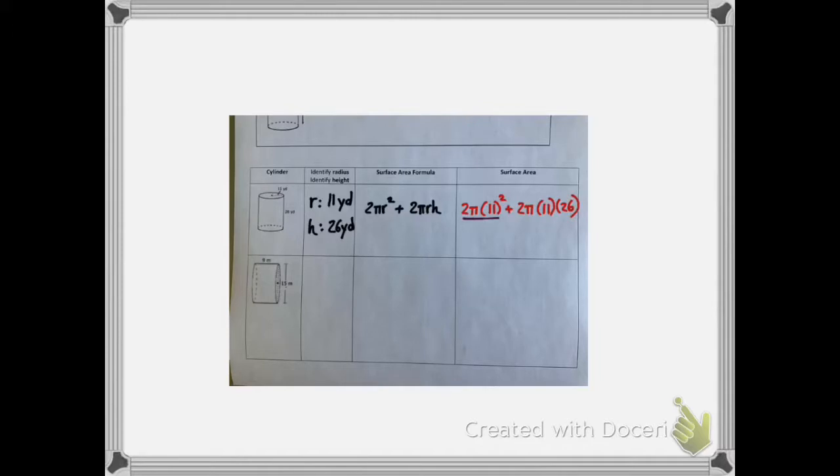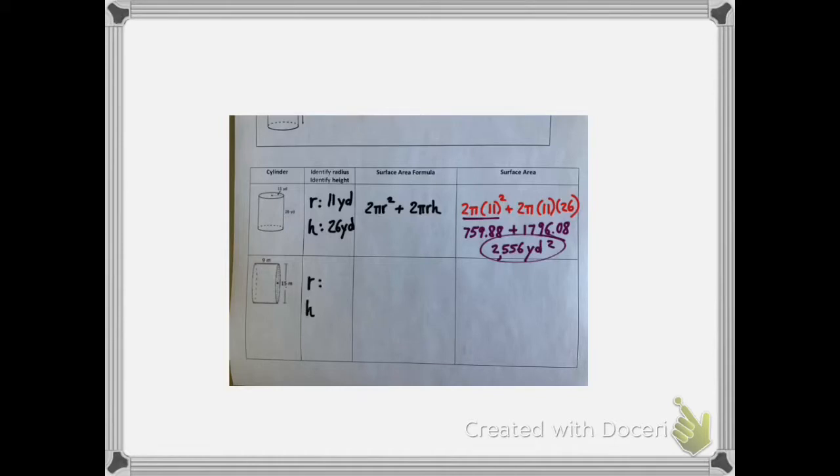So if I multiply this first number here, 2 times 3.14 times 11 times 11, I get 759.88 plus 2 times 3.14 times 11 times 26, 1,796.08. And if you add these together, round to the nearest tenth, we get 2,556 square yards.